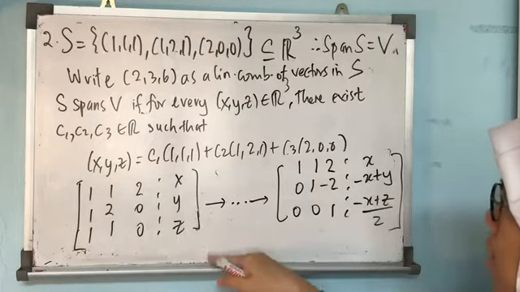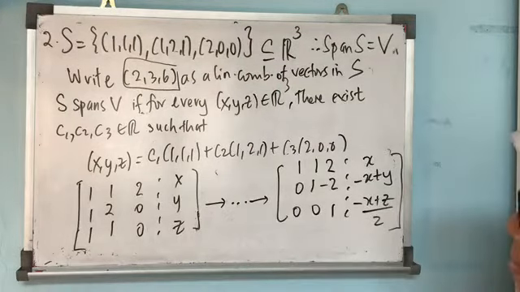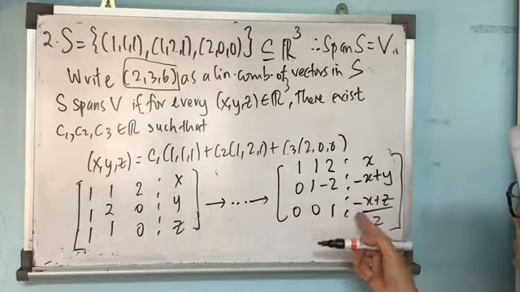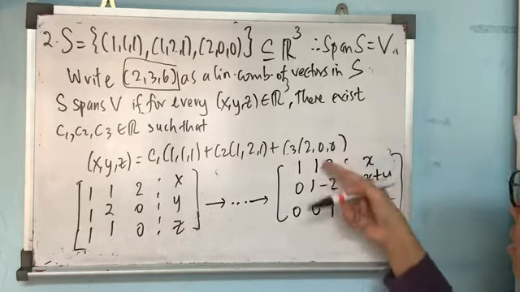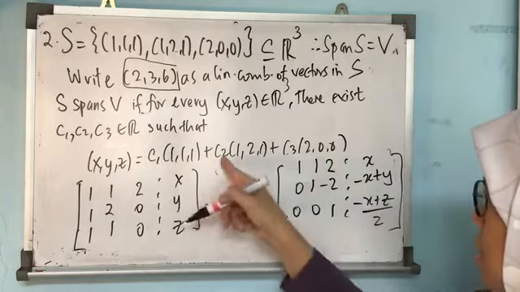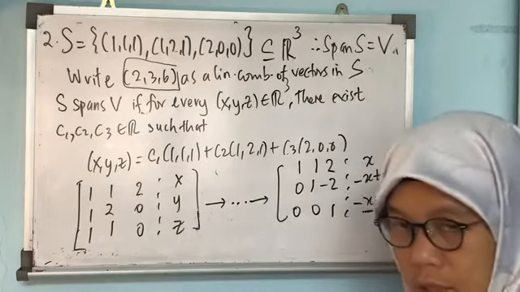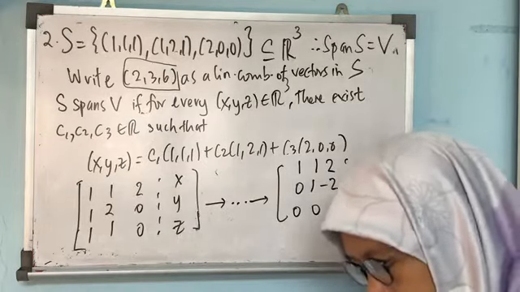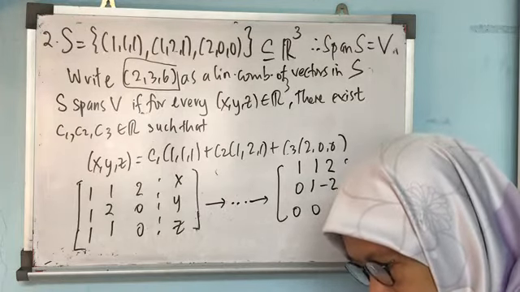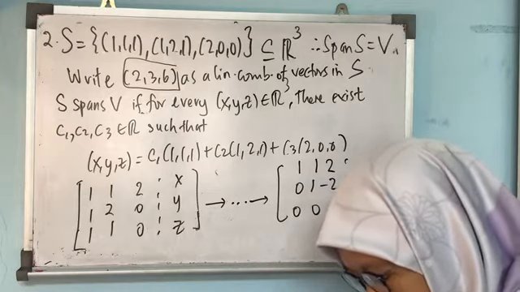So if I ask you again what is this as a linear combination, it's easy, because you just put in 2, 3, 6 in here, you will get Z, and then you can solve. Then you can get C1, C2, C3, and then you will get the linear combination. So it depends on the question, whether the question wants just the span or they want you to write it as a linear combination.